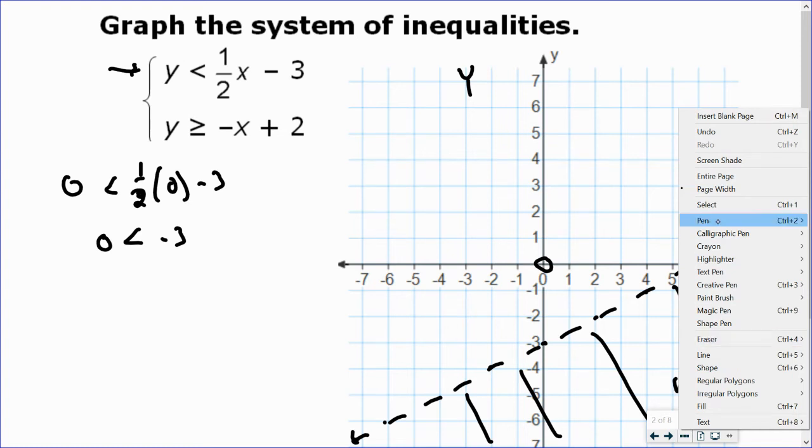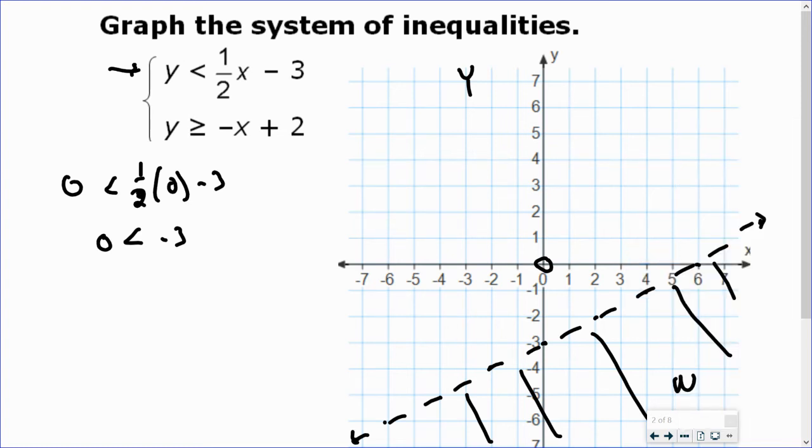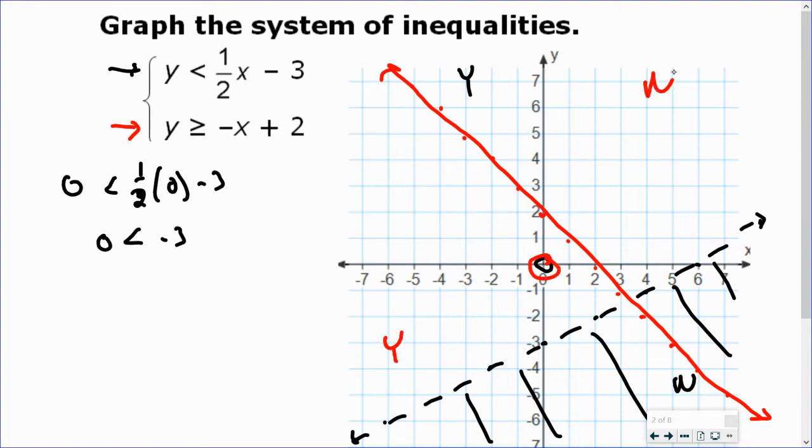Now I'm going to do the next one, and I'm going to use a different color pen for this one. Okay, so y is greater than or equal to -x plus 2. So at 2 I put a dot. -x, so down 1, right 1, down 1, right 1, down 1, right 1. Lots of targets here for me to hit, so that I can draw a straighter line. That's not too good either. Okay, now here's my point. This is my yes side. This is my no side.